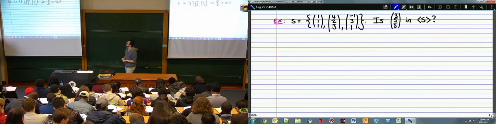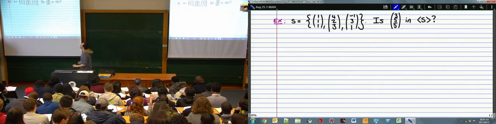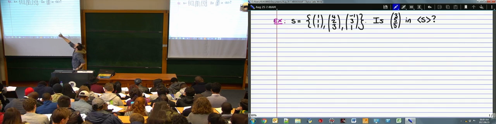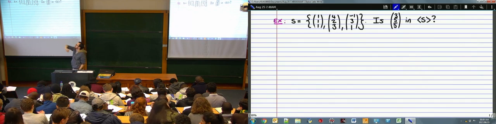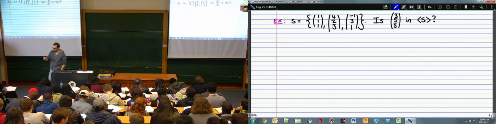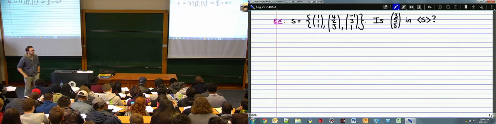But first, set up an augmented system, right? There should be some augmented system because we're really looking for alpha (1, 1, 1) plus beta (4, 2, 3) plus gamma (-1, 3, 1) is equal to (3, 5, 5). So we're trying to solve for these constants alpha, beta, and gamma.